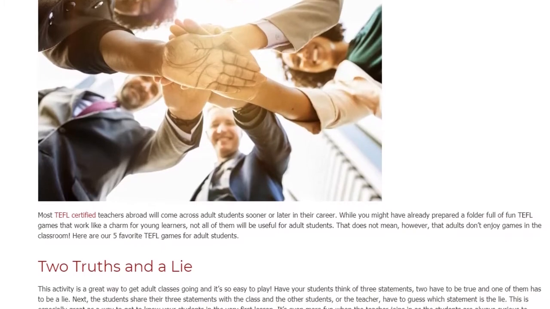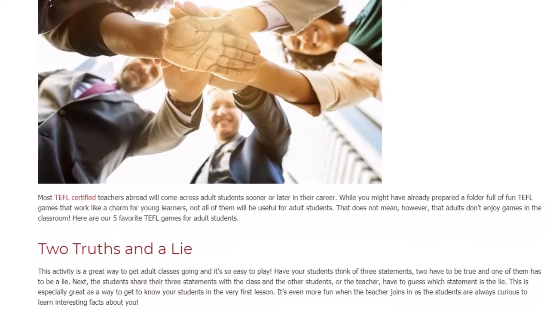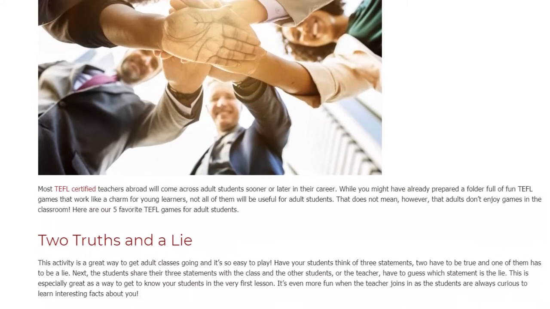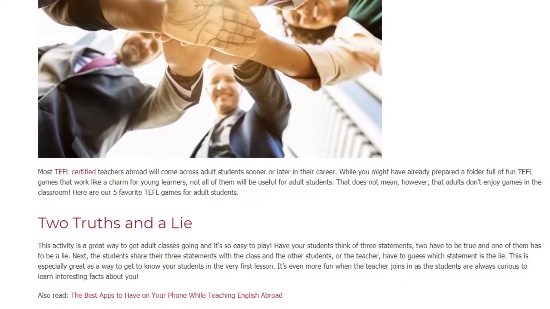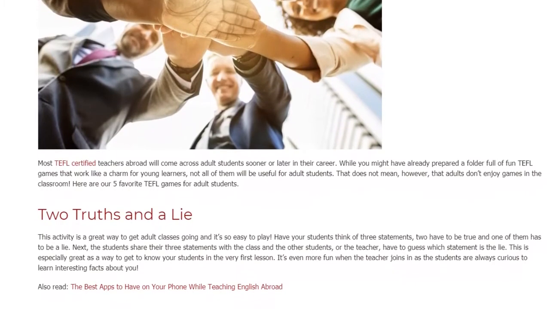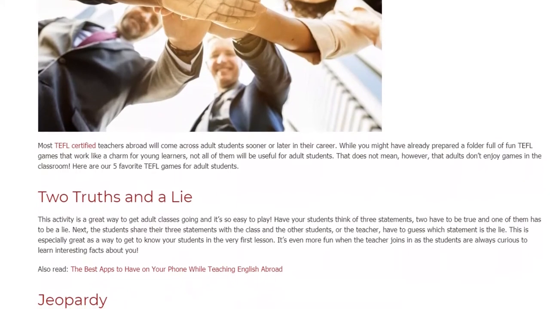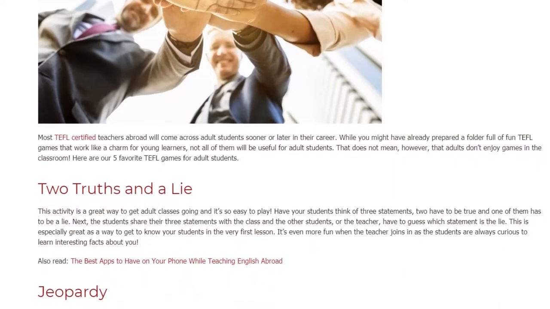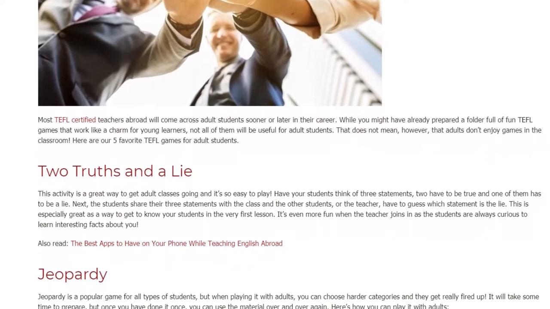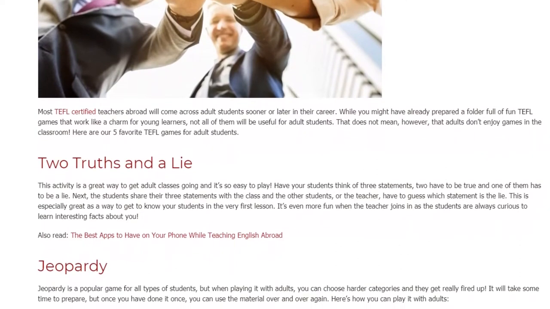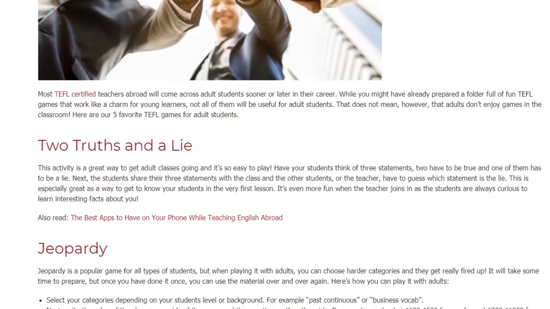Two Truths and a Lie. This activity is a great way to get adult classes going, and it's so easy to play. Have your students think of 3 statements, 2 have to be true and 1 of them has to be a lie. Next, the students share their 3 statements with the class, and the other students, or the teacher, have to guess which statement is the lie. This is especially great as a way to get to know your students in the very first lesson. It's even more fun when the teacher joins in, as the students are always curious to learn interesting facts about you.